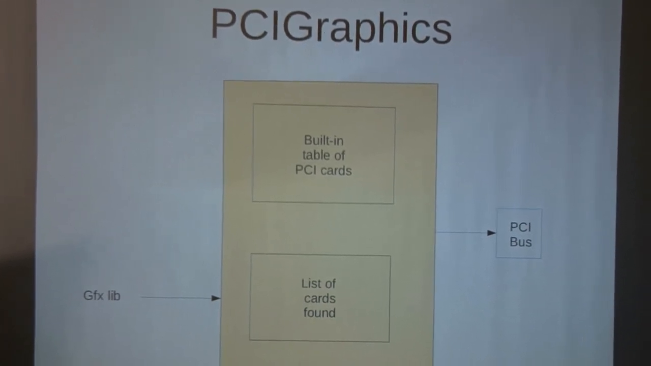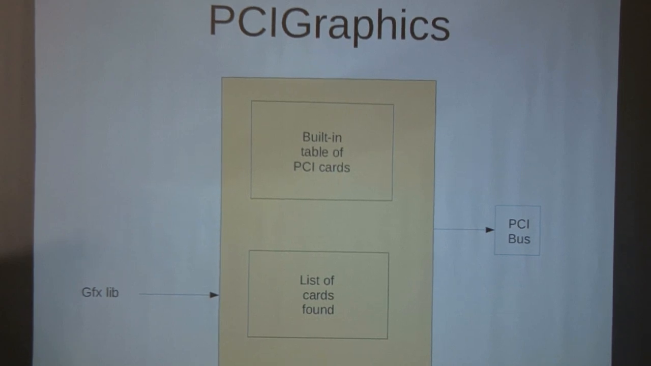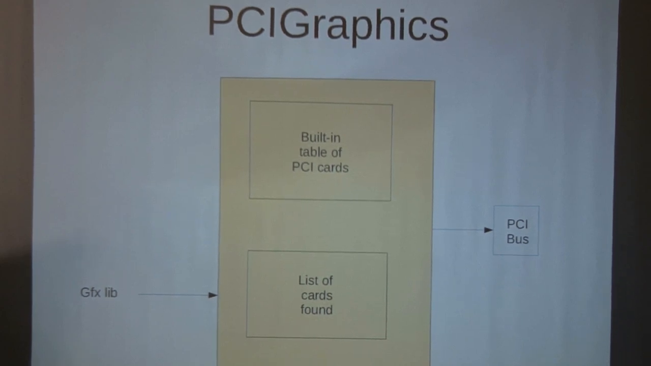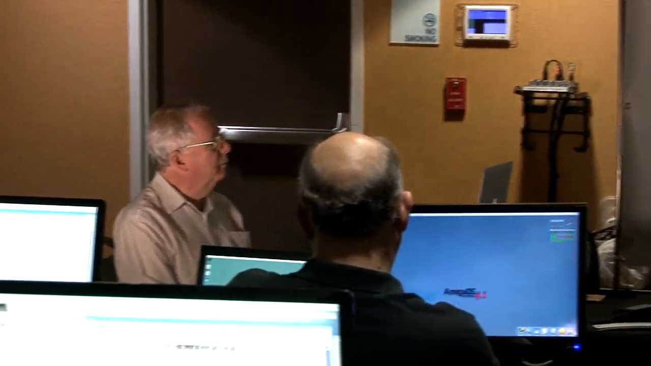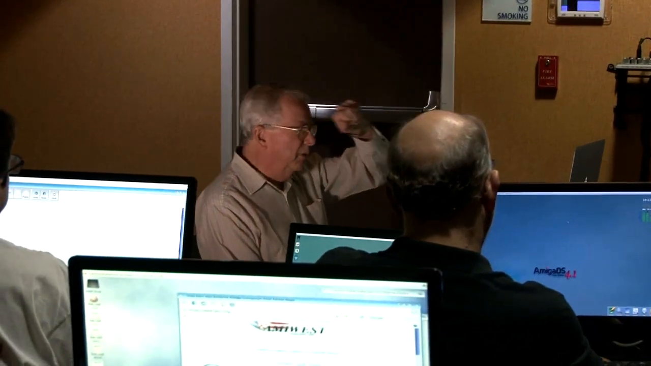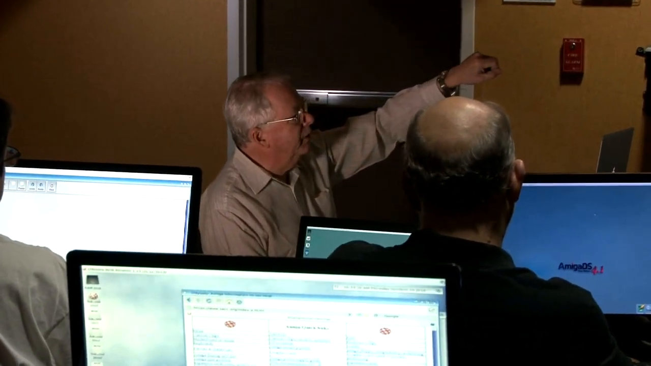PCI Graphics does no more than create the list, and it's labelled, called by graphics on the left-hand side here. It reports the nth card from the list as graphic. Interrogates it. Now, until recently, PCI Graphics has been unable to scan for or detect any cards that are not PCI based and have an entry in the table.